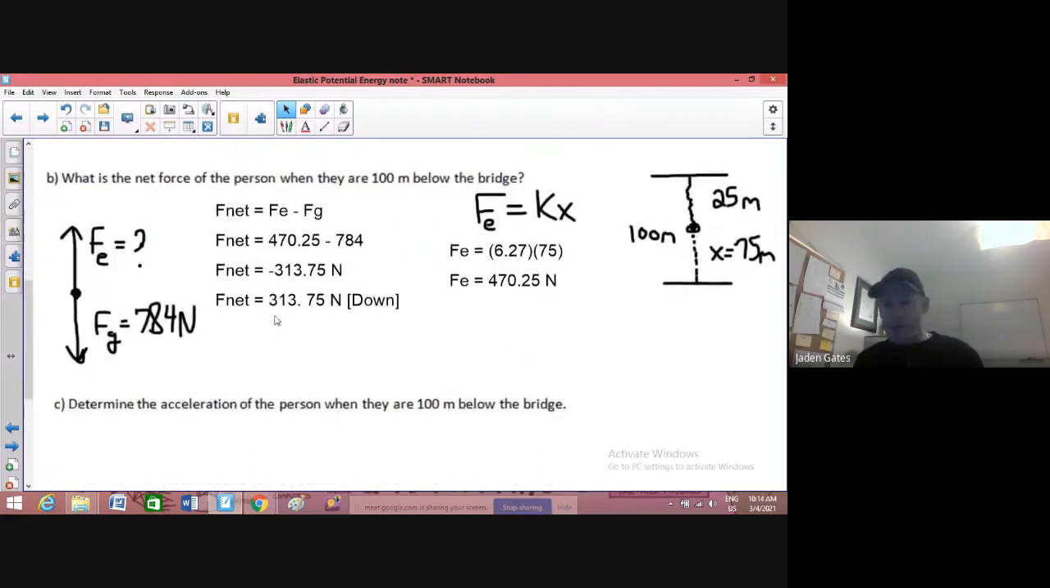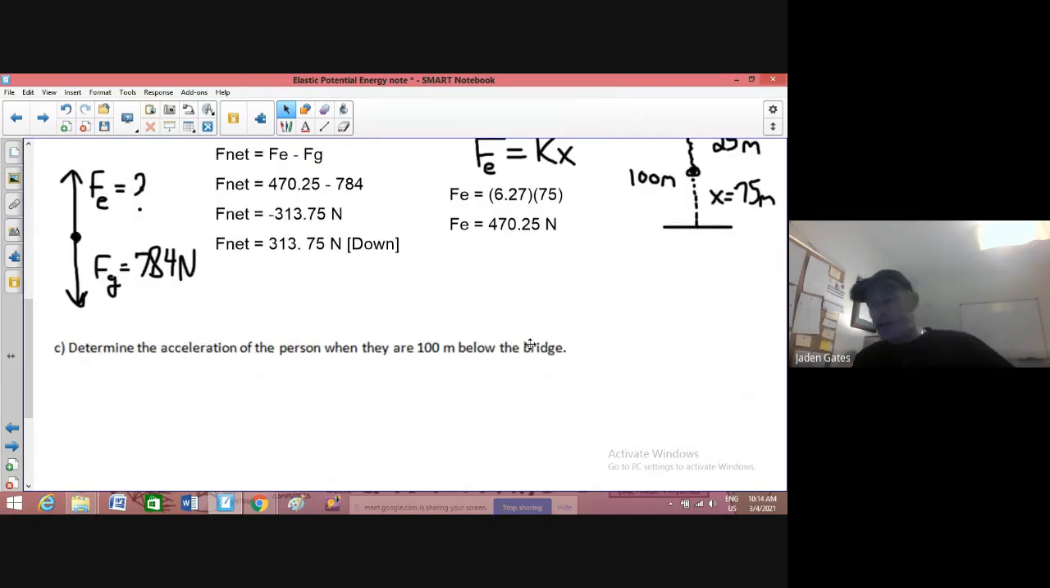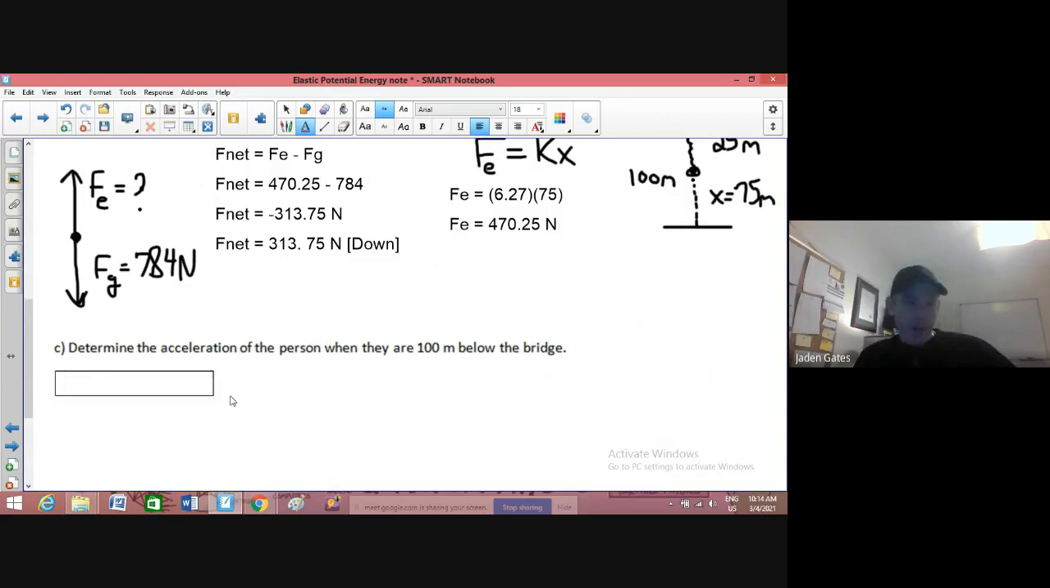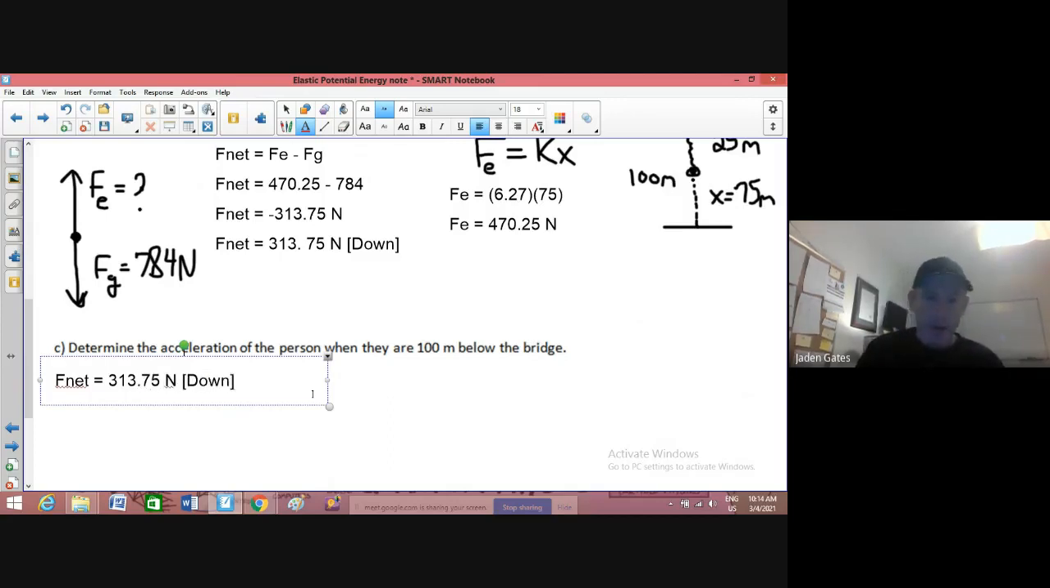Now, if you just jump off a bridge, and I obviously suggest don't do that, you would just fall down and your acceleration would be 9.8 meters per second squared. But we have this spring helping us out, pulling it up a bit. All right, now at 100 meters below the bridge, here's what we do know. At this point, we know that our net force is equal to 313.75 newtons, well, down. We know the mass of this person at this point, which is 80 kilograms. And of course, we're looking for the acceleration.